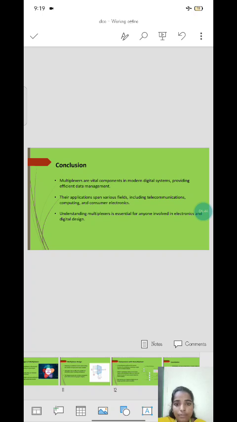Conclusion. Multiplexers are vital components in modern digital systems, providing efficient data management. Their applications span various fields including telecommunications, computing, and consumer electronics. Understanding multiplexers is essential for anyone involved in electronics and digital design.